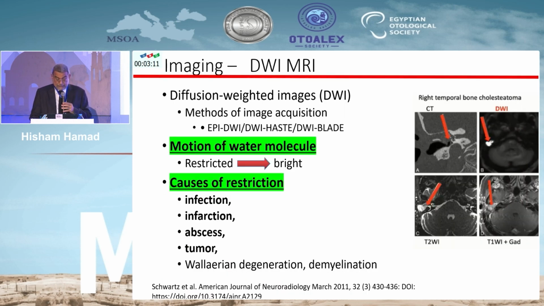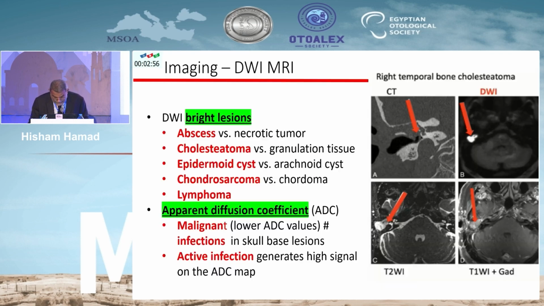Diffusion-weighted imaging is the second game changer. It depends on detection of the motion of water molecules. If restricted, it gives a bright signal. The causes of restriction are infection, infarction, abscess, tumor, and autoimmune disease.